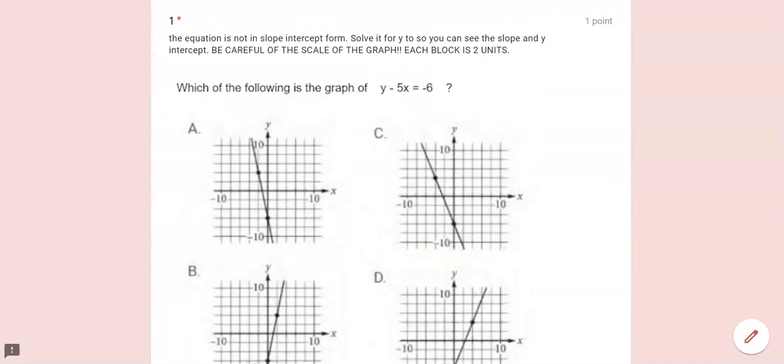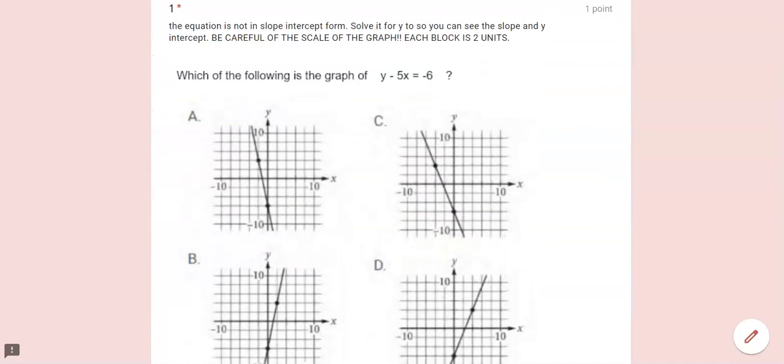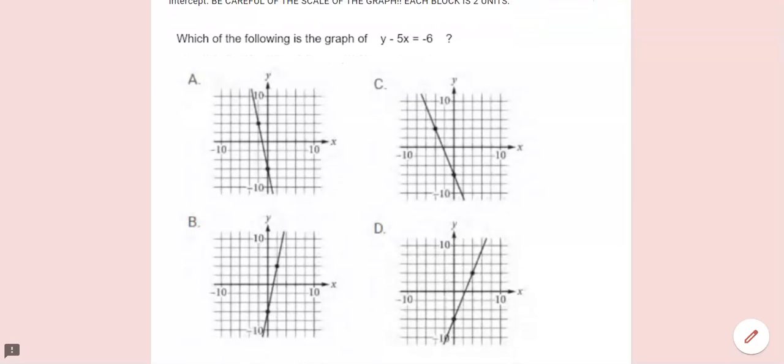Number one, which of the following is the graph of y minus 5x equals -6? So right now it is not in slope-intercept form, so it may be easier to put it in slope-intercept form. Remember, we want to get y all by itself. So I need to get rid of this minus 5x. I'm going to add 5x to both sides. That's going to give me y equals 5x minus 6.